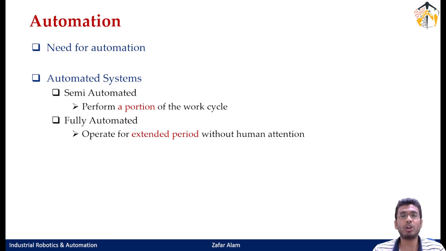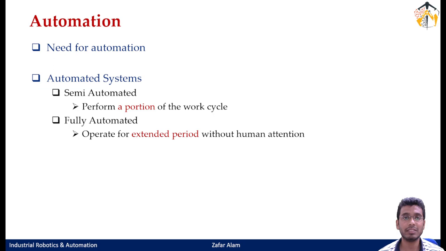So semi-automated, what is it? It performs a portion of the work cycle. Again, let us take an example. You have a washing machine, isn't it? There are two categories. If you go to buy a washing machine, they say this is a semi-automatic one and this is a fully automated one. What are the functions of a semi-automated? They say the washing is automatic, and then there is manual intervention. What is the manual intervention? You have to put the clothes from the wash tub to the spin tub, then set the timer, put on the spinner cap, close the spin tub, and set the timer to do it.